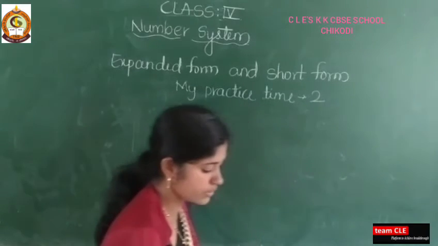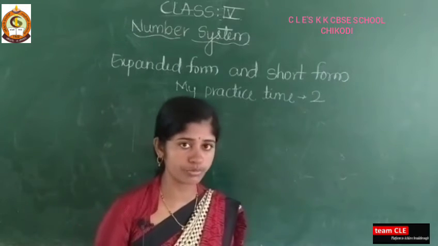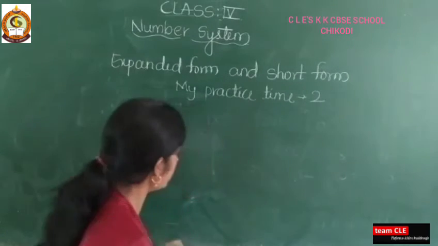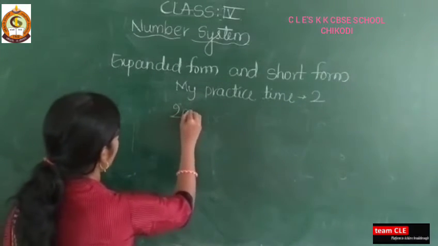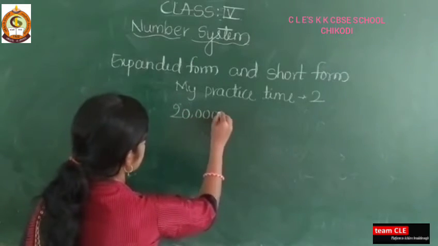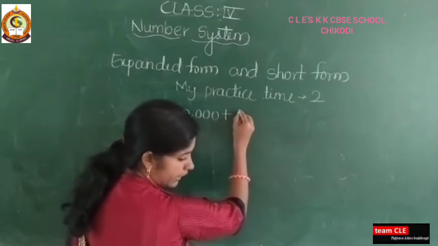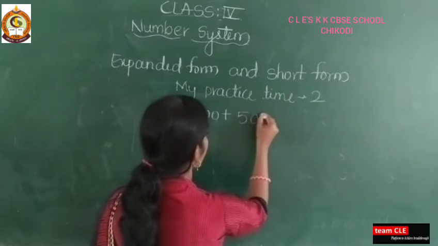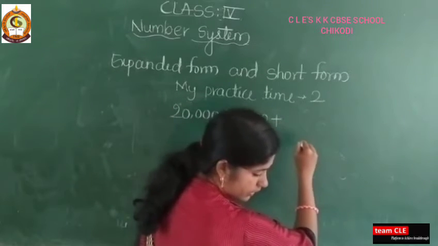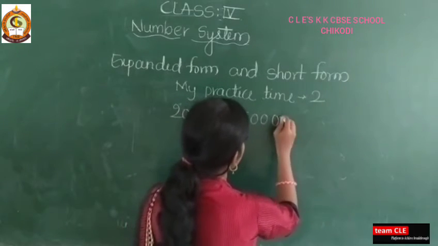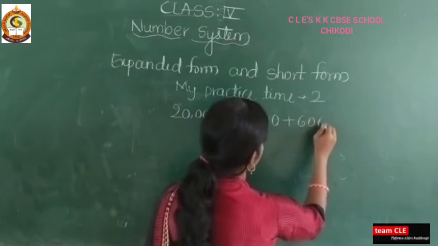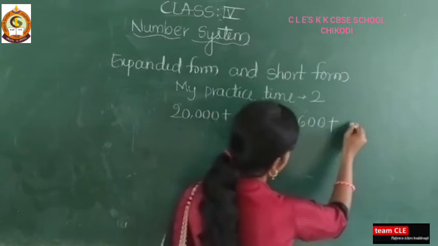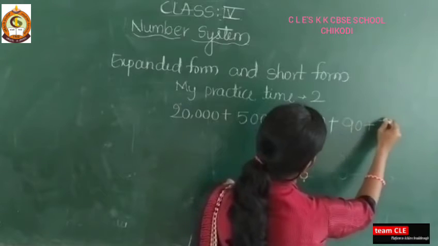So let us take here. The first question is write the standard form of the following. First, what is there here? 20,000. Next there is 500. Next here 5,000 is there. Next 600 plus 90 plus 5.